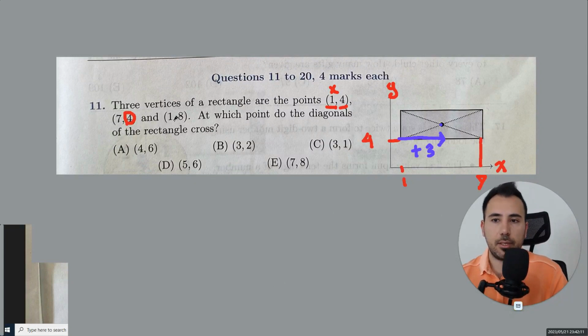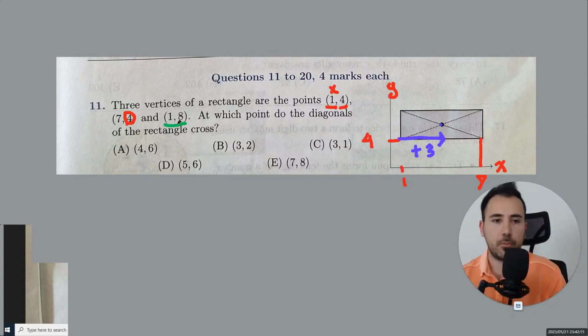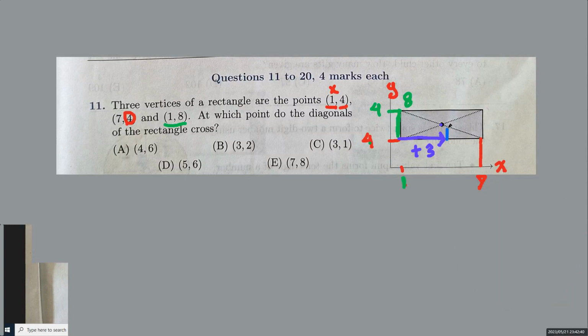So let's continue. 1 and 8. Okay, x is 1, but this will increase to 8. So we were at 4 here. We are at 8 here. How much did we go up? How far? We went up 4. So this side is actually 4. So to get to the middle point, we need to go up half of that, which would be 2 here.